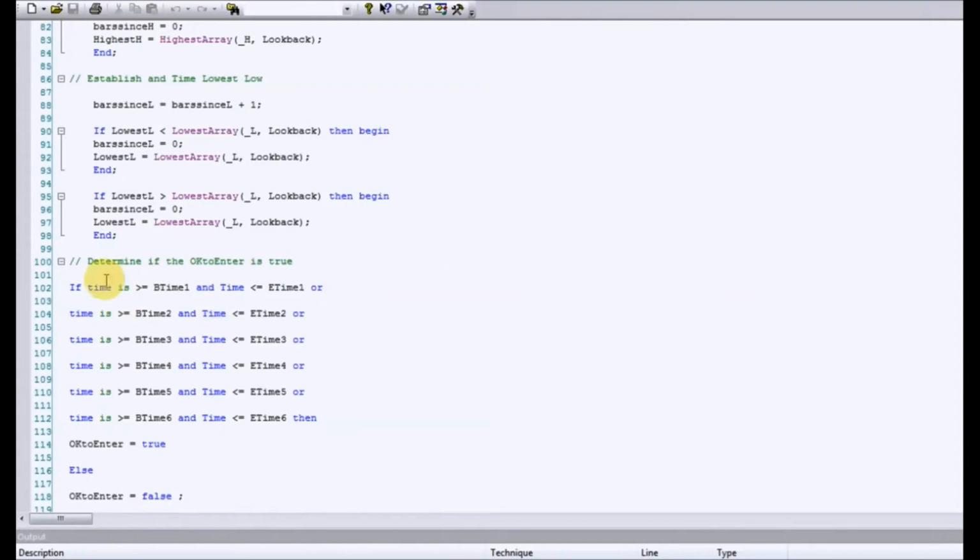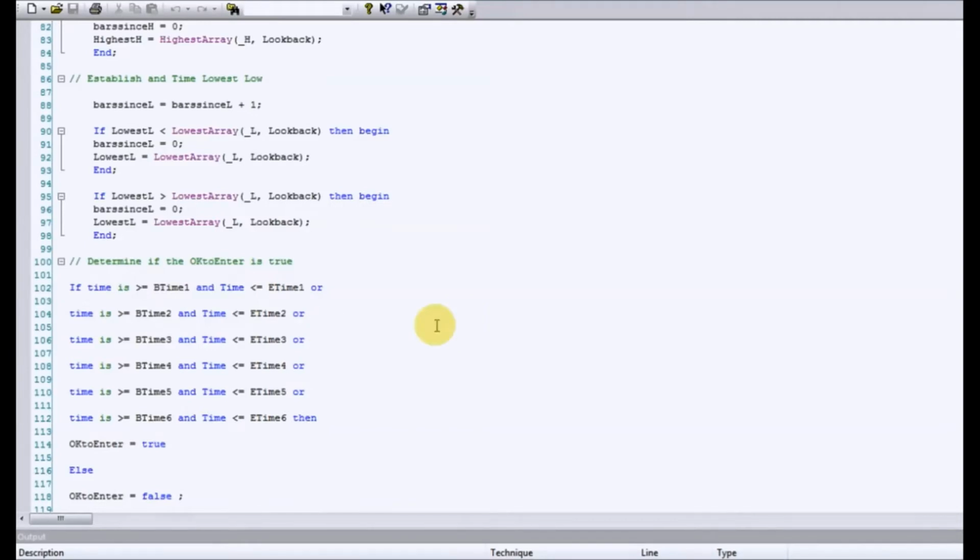So I'm saying if time is greater than beginning time 1 and time is less than ending time 1, or, in other words, if it's in this allowed period or this allowed period or all the way down to 6, if the time is anything that's allowed, then it's OK to enter is true. Else, OK to enter is false. So this is your time check right here. This tells you whether you're in a spot that you're allowing it to take entries.